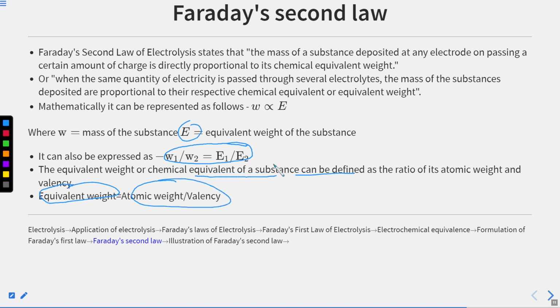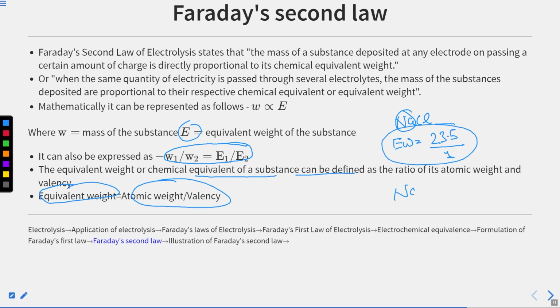So how it is written: suppose we have a metal like sodium chloride. We are told to calculate the equivalent weight for sodium. We know that sodium is 23.5 and its valency is 1. So the equivalent weight will be equal to 23.5.